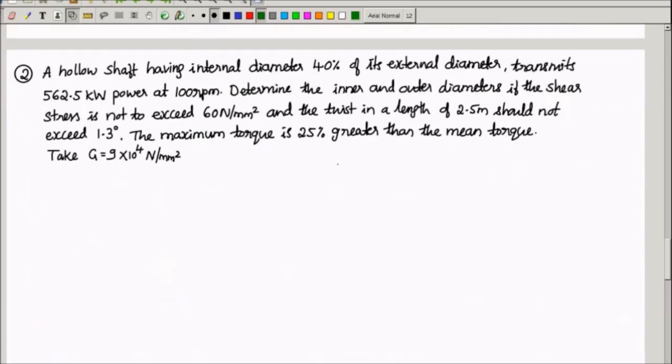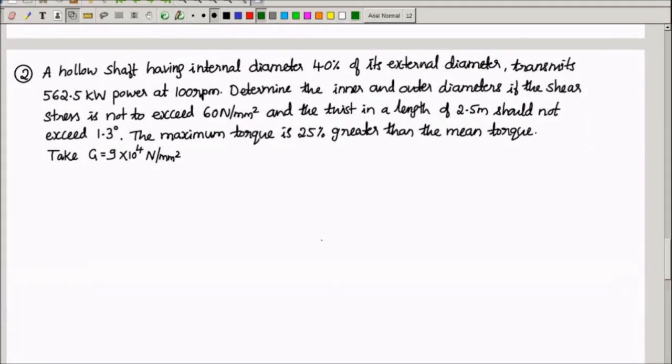So we'll go to the next problem. A hollow shaft having internal diameter 40% of its external diameter transmits 562.5 kilowatt power at 100 rpm. Determine the inner and outer diameters if the shear stress is not to exceed 60 Newton per mm square, and the twist in a length of 2.5 meter should not exceed 1.3 degree. The maximum torque is 25% greater than the mean torque. Take rigidity modulus as 9 into 10 power 4 Newton per mm square.